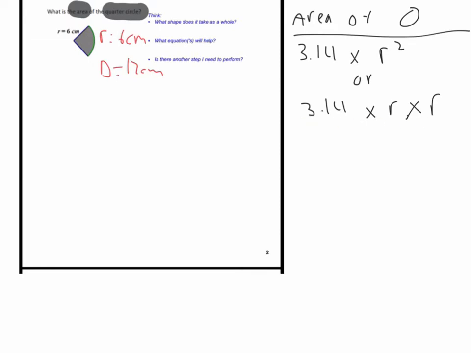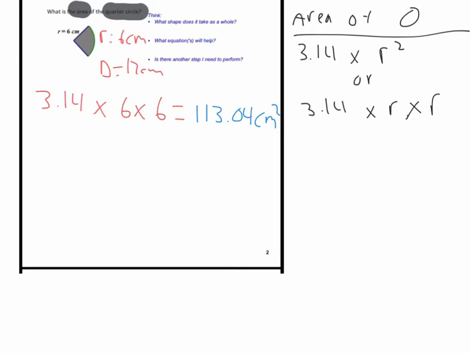So we have 3.14 times radius, which is 6, times radius again, which is 6. Okay, and when you carry that out, you get 113.04, and this is centimeters squared. Alright, so the area of the whole circle is 113.04 centimeters squared.